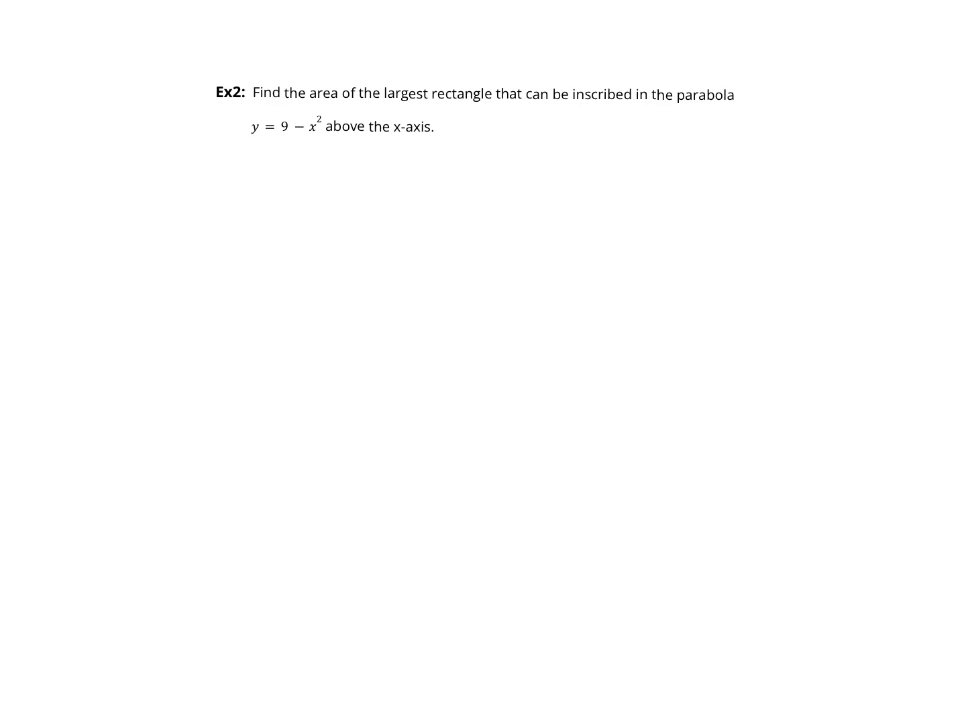Hello and welcome back. This is our next example of optimization, and in this problem we want to find the largest rectangle that we can inscribe in the parabola y equals 9 minus x squared above the y-axis. And the key word here is inscribed. That means that it fits under or within the parabola, and the endpoints of the rectangle are going to be sitting on the actual curve itself.